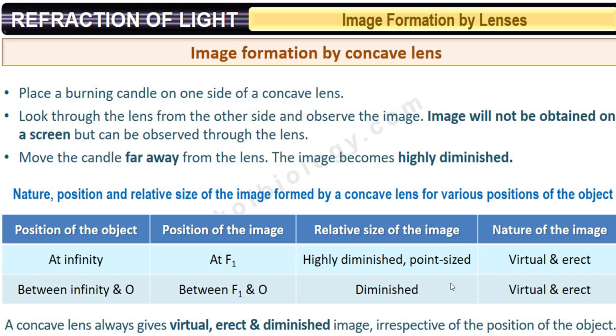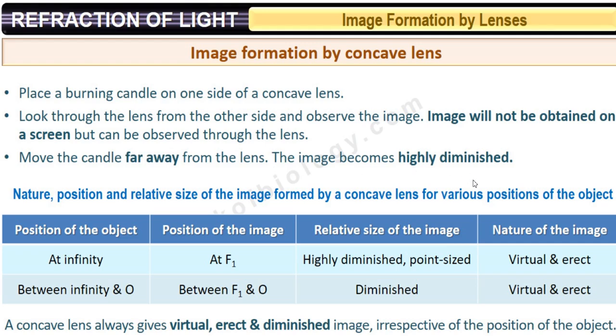So, image formation by a concave lens. They are just two cases, just like we have for a convex mirror, two cases. In the same way we have two cases for a concave lens. Place a burning candle on one side of the concave lens. Look through the lens from the other side and observe the image. The image will not be obtained on a screen but can be observed through the lens. Move the candle far away from the lens.